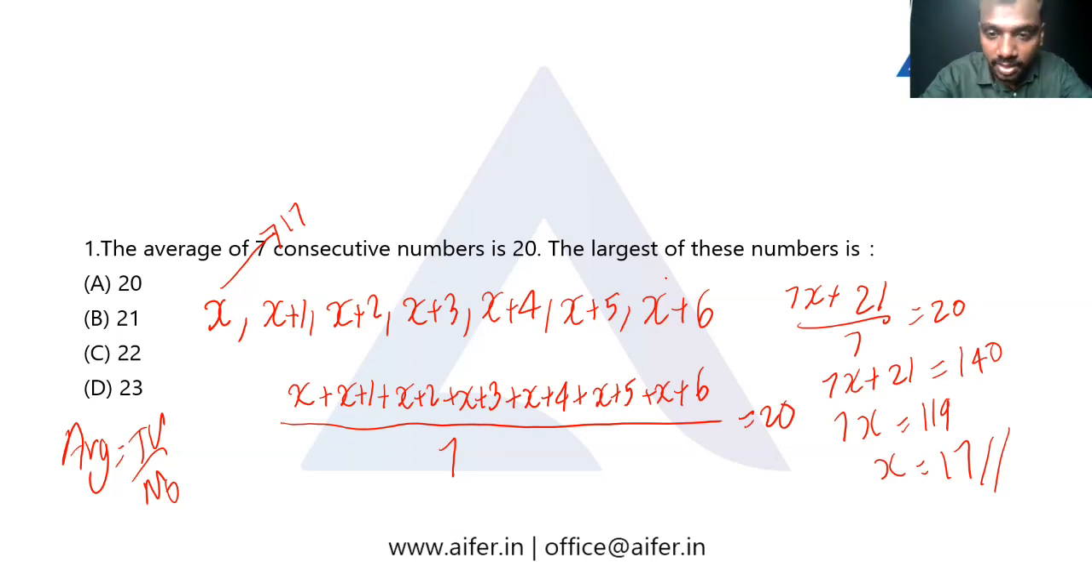Value of the largest number. So we have the value of the largest number as x plus 6. That is 17 plus 6, which is equal to 23. So this will be one way we'll be doing the question.